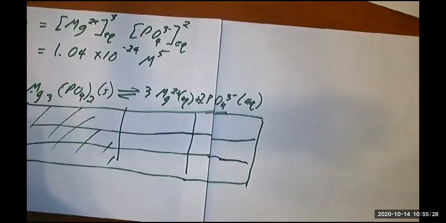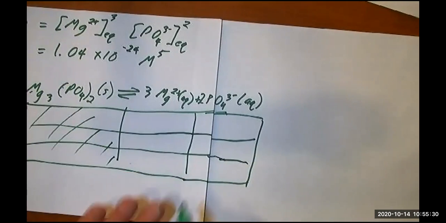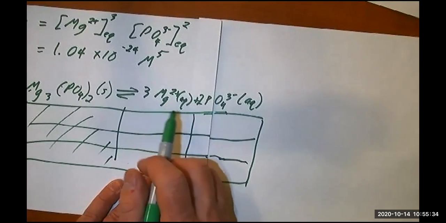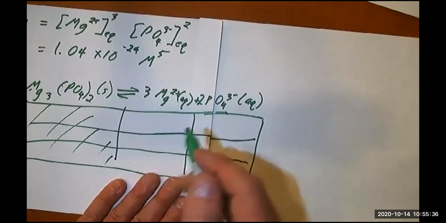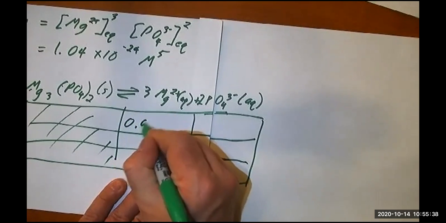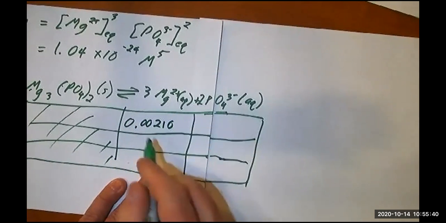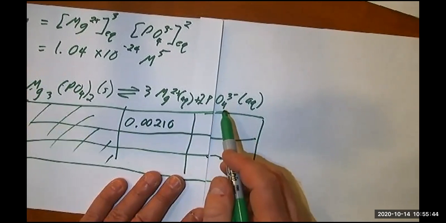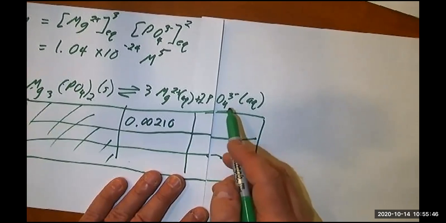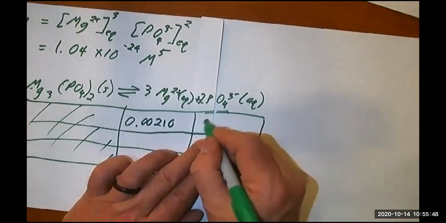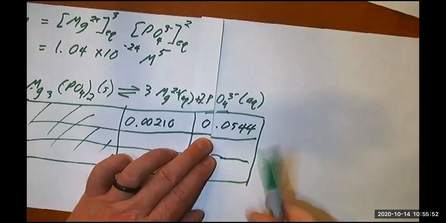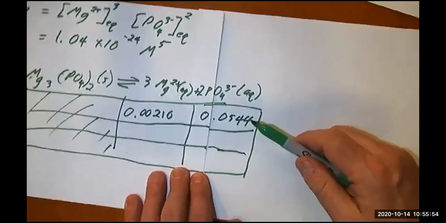And we set this up by saying we made the solution saturated in magnesium fluoride, if I remember correctly, and that gave us a 0.00210 in units of molarity. And we also made it saturated in lithium phosphate, which gave us a 0.0544 molar phosphate ion concentration.